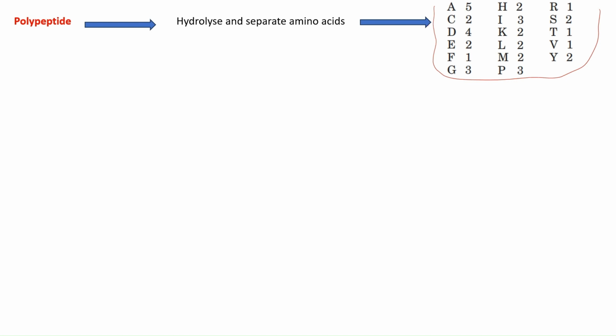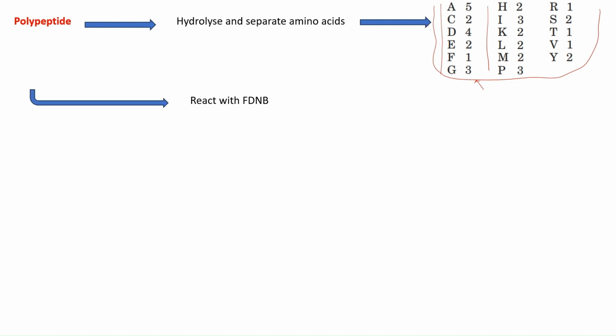We found that there are 2 cysteines in this polypeptide. So like this, this is the list of amino acids, and the number denotes the number of times these amino acids are found in this particular polypeptide. Clear? So we have hydrolyzed the polypeptide to separate all its amino acids to know the composition of amino acids, so that we can know what amino acids are present and how many times those amino acids are found in this polypeptide.